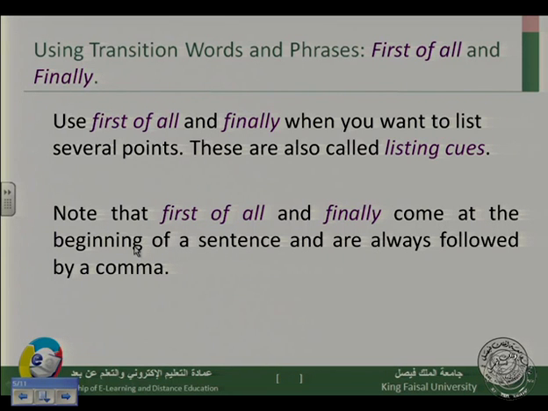And then you conclude by saying finally. Finally indicates that you don't have any other points to mention anymore. You're done. And that's why you said finally. That means you've mentioned the final point. Right. So note that first of all and finally come at the beginning of a sentence and are always followed by a comma.